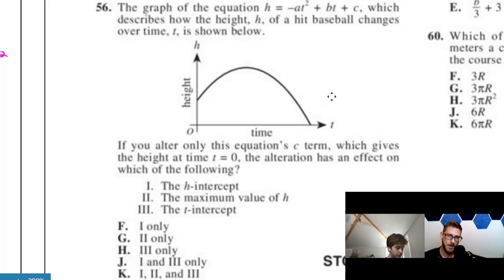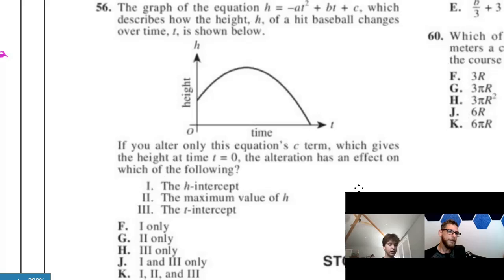The graph of the equation h equals -at² plus bt plus c, which describes how the height h of a baseball changes over time, is shown below. If you alter only this equation's c term, which gives the height at time t equals 0, the alteration has an effect on which of the following? The h-intercept, the maximum value, the t-intercept.